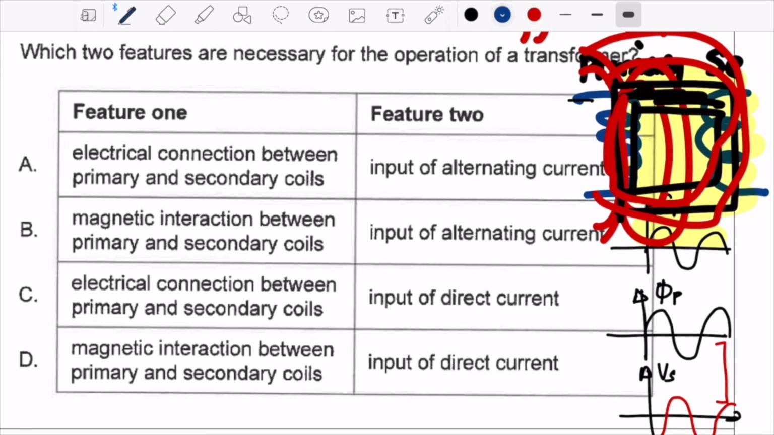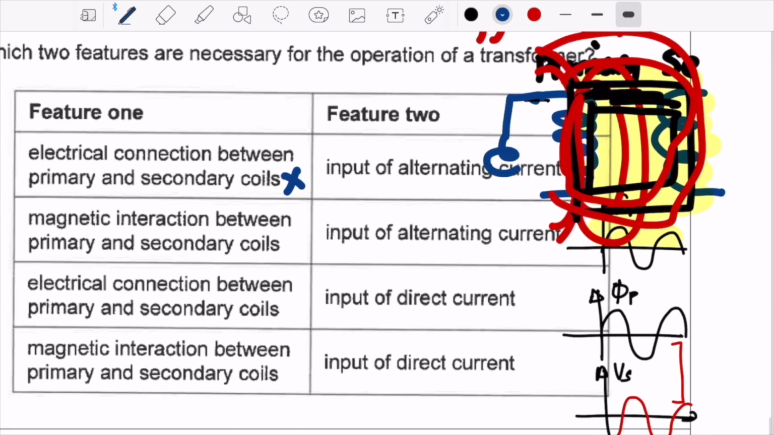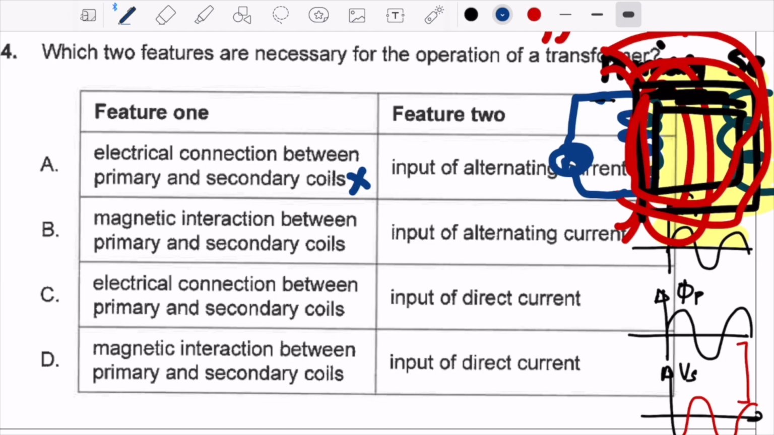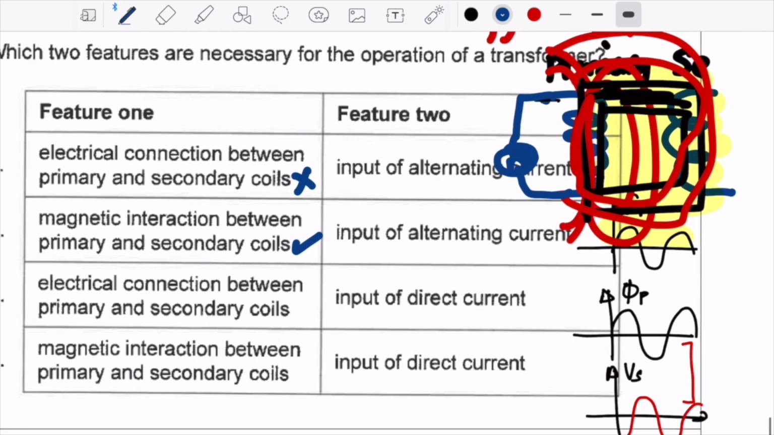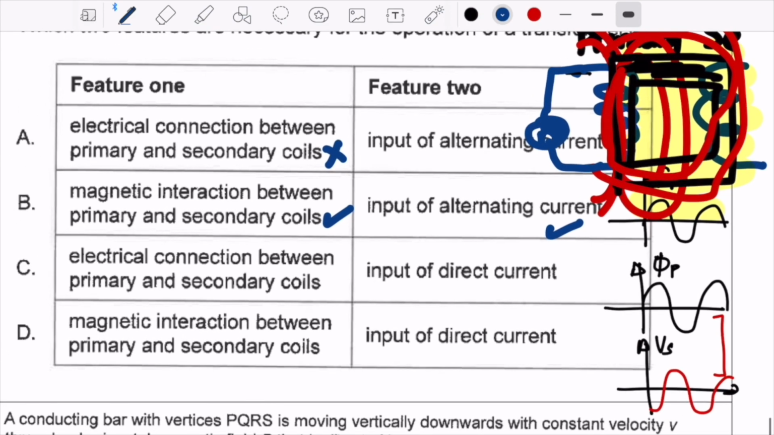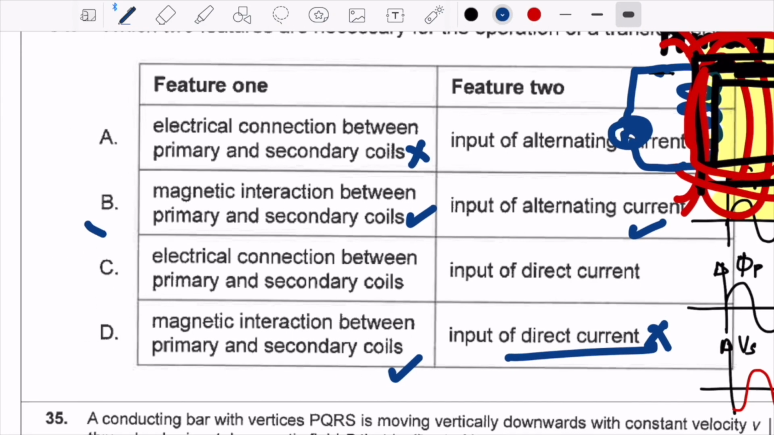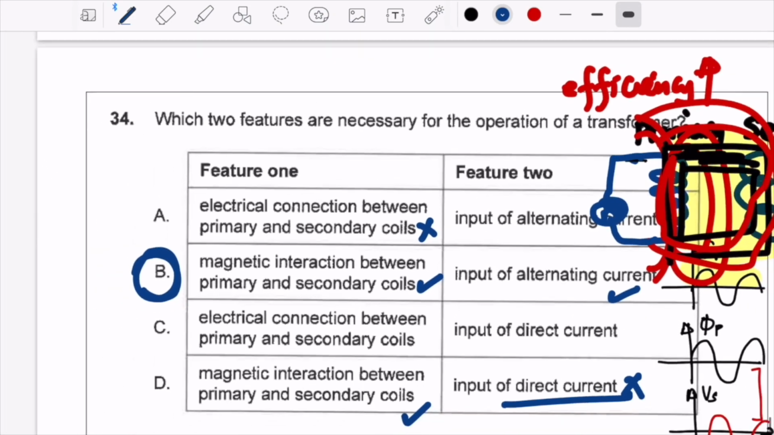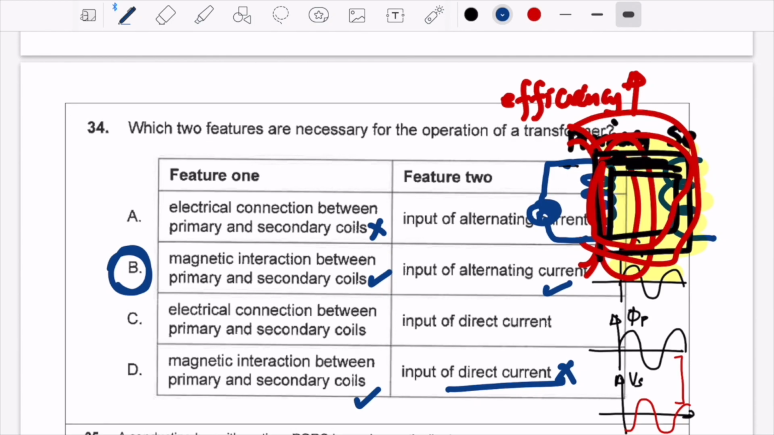Electrical connection between primary and secondary coil? No, they are isolated. This has an electric connection, it has nothing to do with the secondary coil's electric connection. They are electrically isolated. Magnetic interaction between primary and secondary coil, yes, we need input of alternating current. If we need magnetic interaction, do we need input of direct current? No, we need AC current. So question number 34, answer is B.